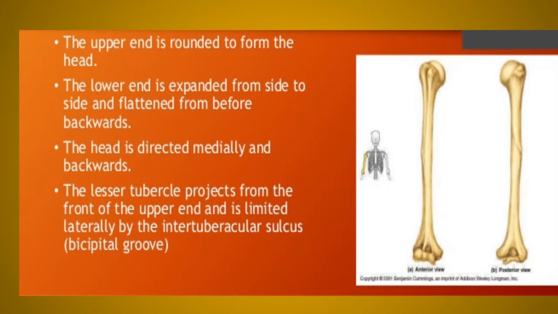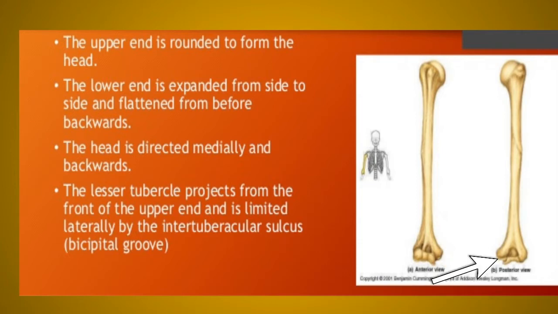Now, what about the front and the back side? To know the front side, remember, the lesser tubercle projects from the front of the upper end and is limited laterally by the intertubercular sulcus or the bicipital groove. Also remember the medial epicondyle. In the front part of the humerus bone, the medial epicondyle is expanded more as compared to the lateral epicondyle. As you can see here, the medial epicondyle is more expanded.